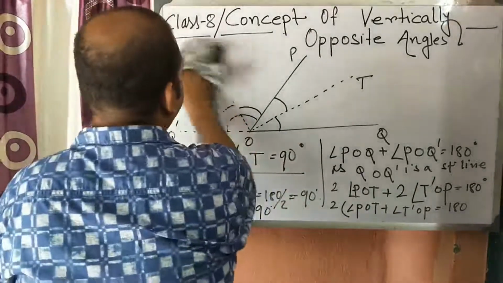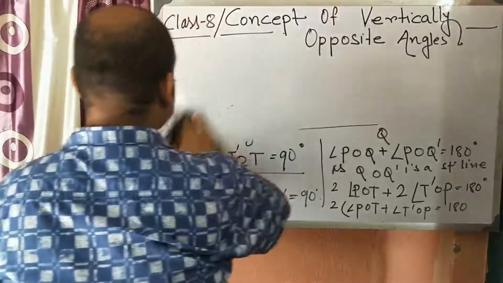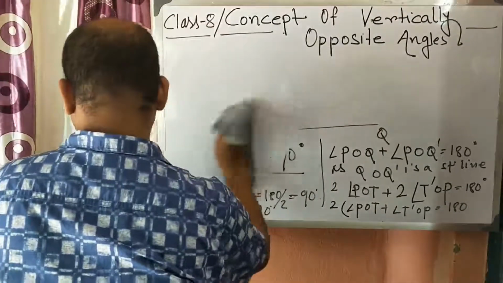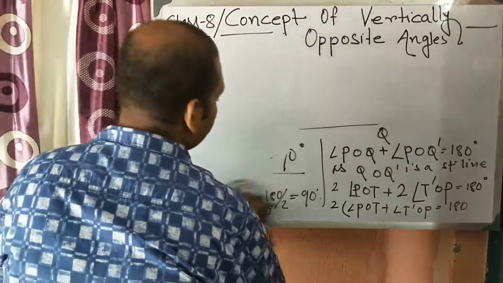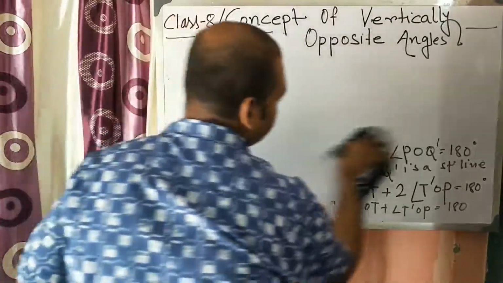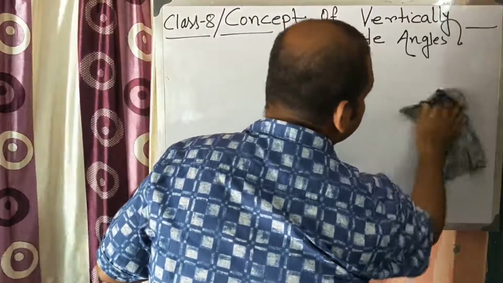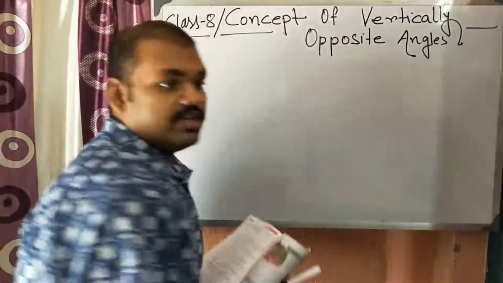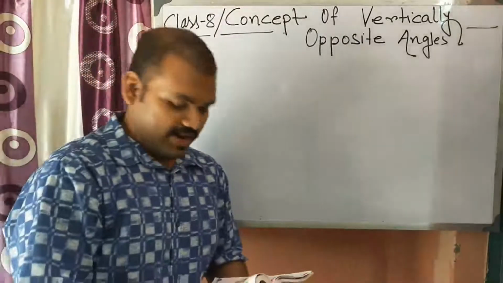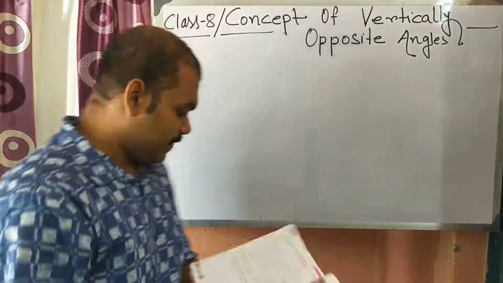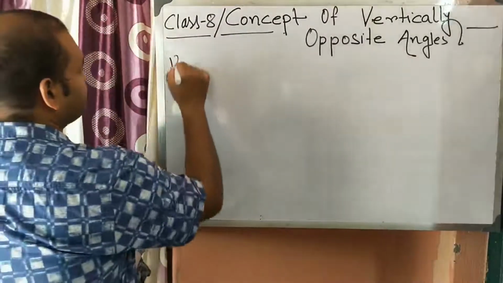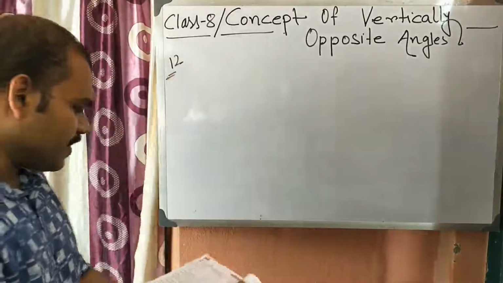Now let us do the next sum, that is number 12. I am skipping a few sums. You will try it, and if you can't do it, then just leave a comment in the comment box and I will solve them for you. Okay, so number 12. What is number 12?